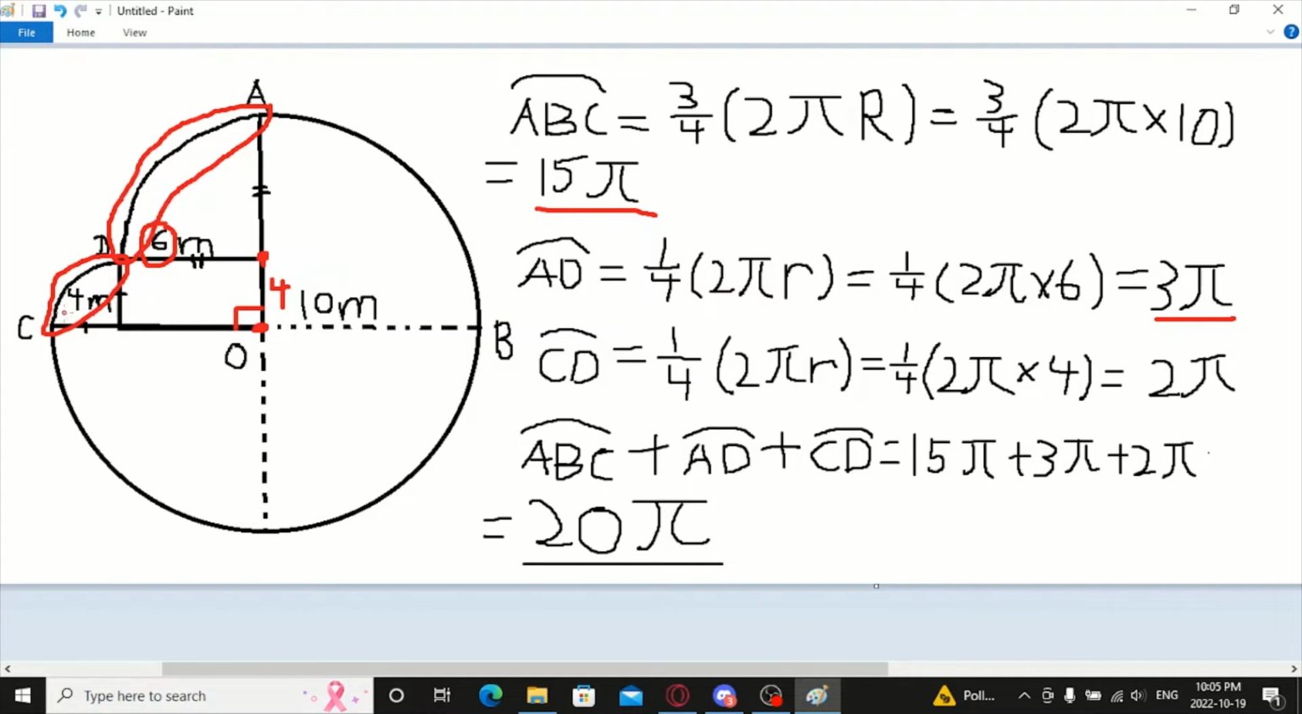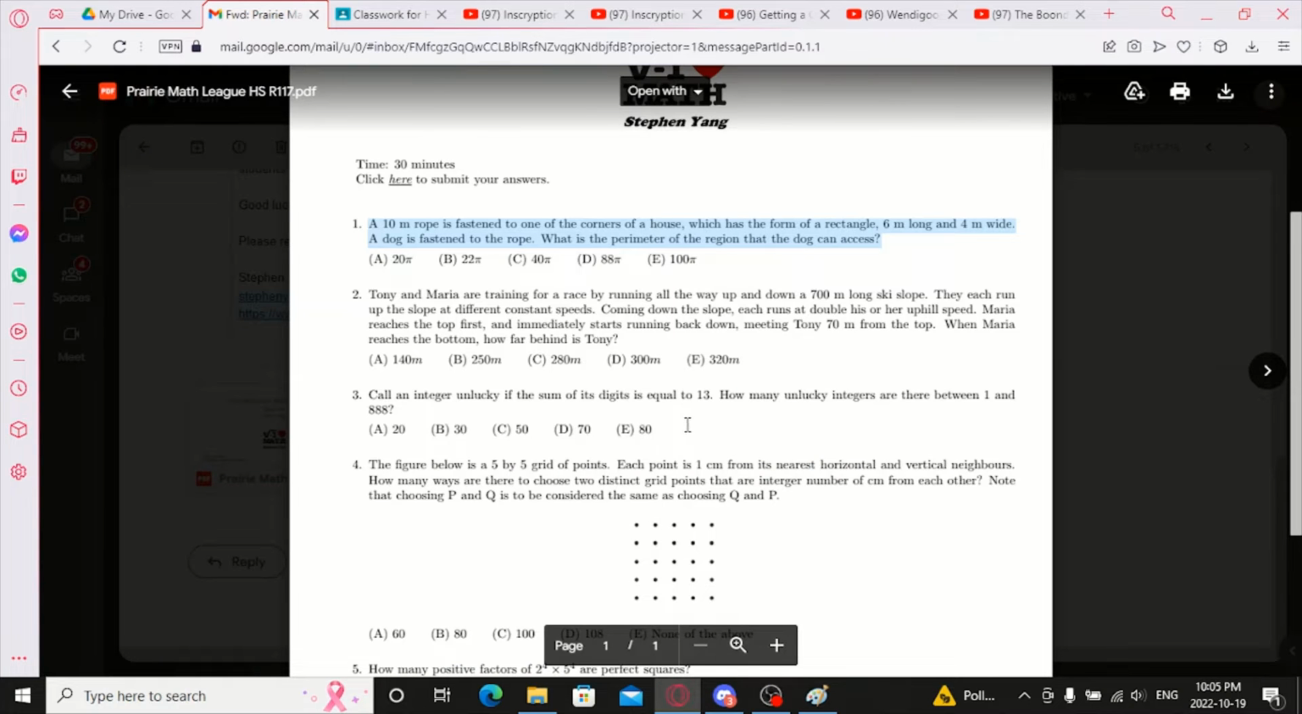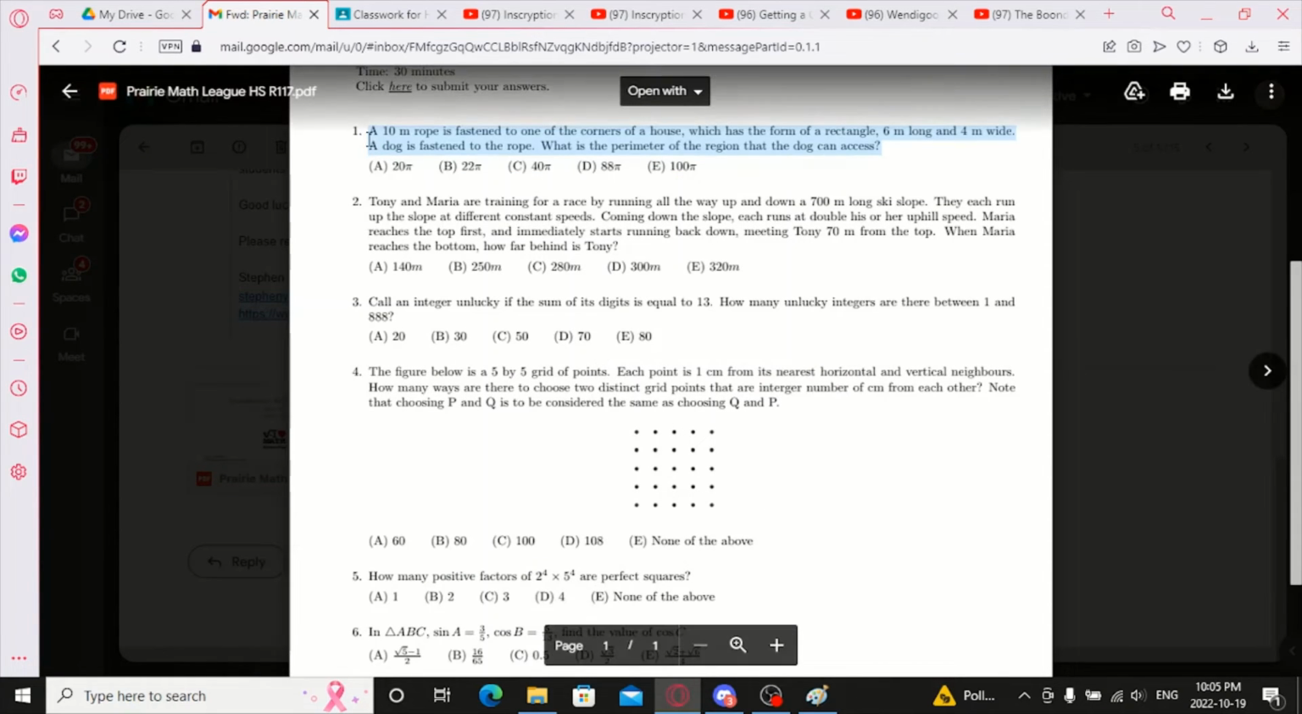Next we have the arc CD, which is the exact same process, just with a different number. Instead of subtracting 4, we subtract 6 from the big radius, and we end up with 2 pi instead. Now we add up all of these values and we get 20 pi. And as we can see here, 20 pi is A, so the answer is A.